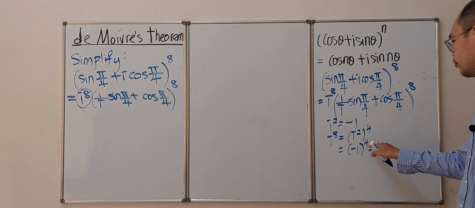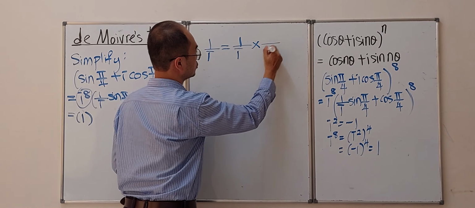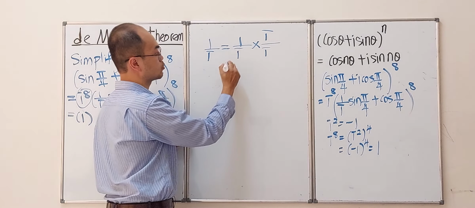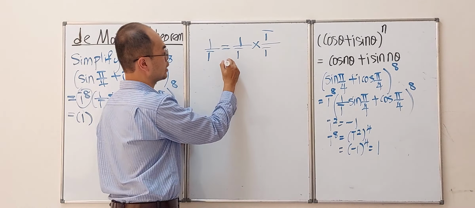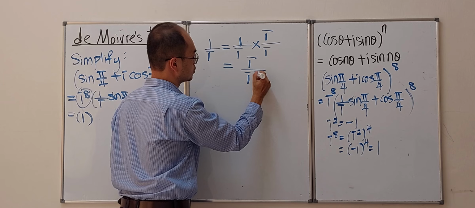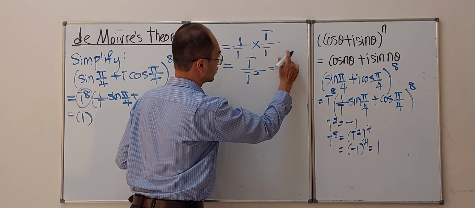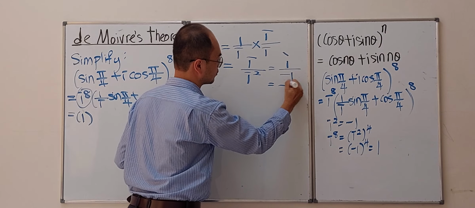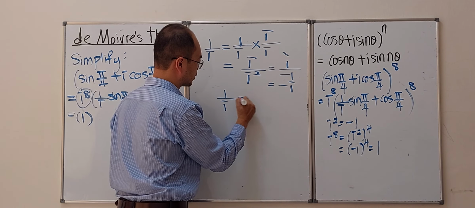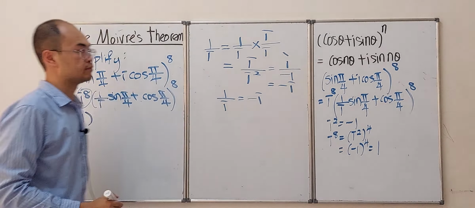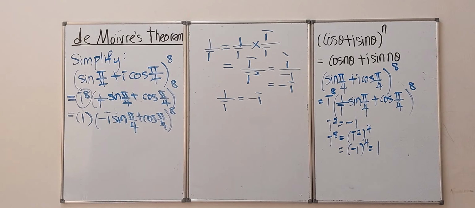Whereas for the 1 over I here, I try to simplify. 1 over I will be the same as 1 over I multiplied by its conjugate, I over I. I can simplify this way: I over I squared, which will be I over negative 1, which is negative I. That means 1 over I can be rewritten as negative I. So this one is negative I sine pi over 4 plus cos pi over 4, to the power of 8.